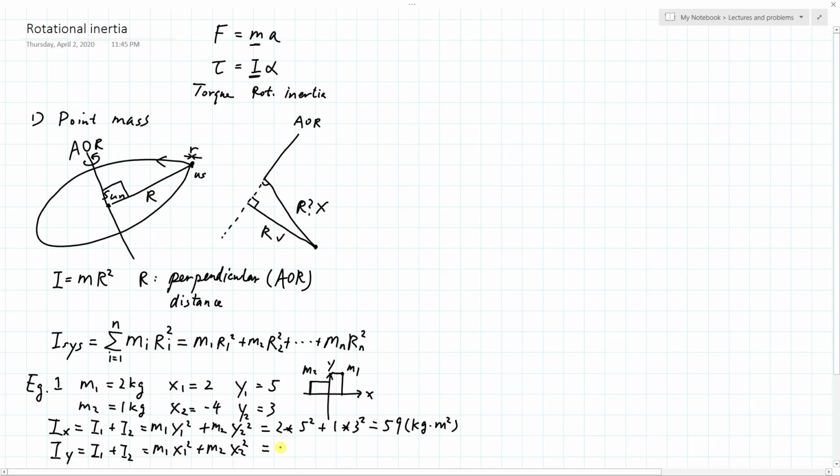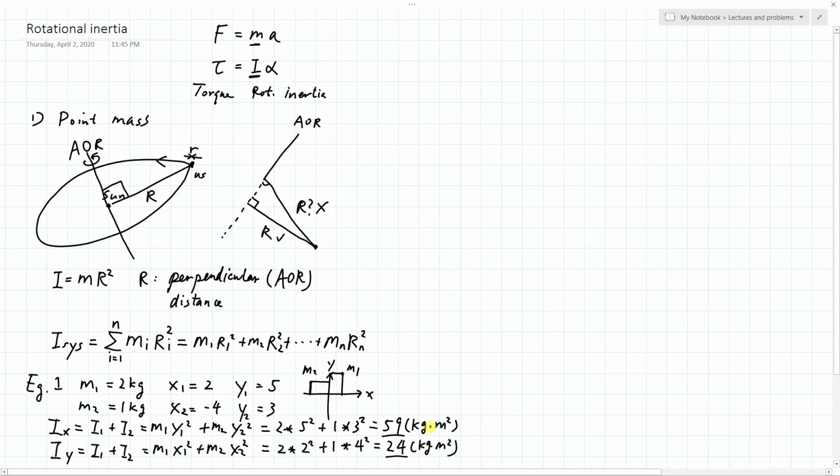And we'll do this again, 2 times 2 squared plus 1 times 4 squared. I never square negatives. It's easy to make a mistake if you do that. Okay, so that's 2 times 4, which is 8, and 4 squared is 16, so 8 plus 16 is 24 kilogram meter squared. So let's see, we have two separate values. It looks like the rotational inertia really depends on which axis you're rotating around, isn't it?